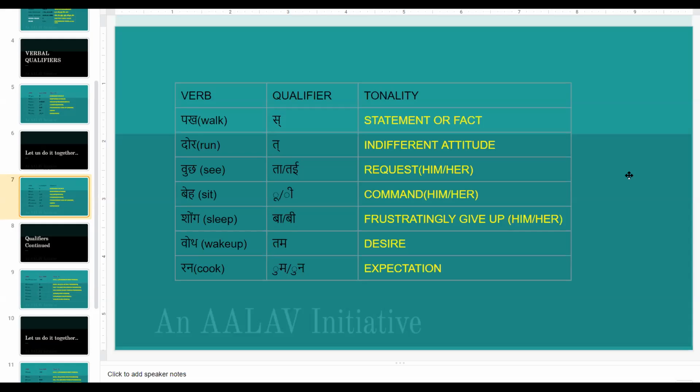Then pakta, requesting: please cook quickly. Paktai, you're requesting a girl. Then command: paku. Then paki, you're commanding that person. Pakba, that's frustrating. Pakbi. Okay, you're frustrated. Paktam, your desire. You're desiring. And then pakum.